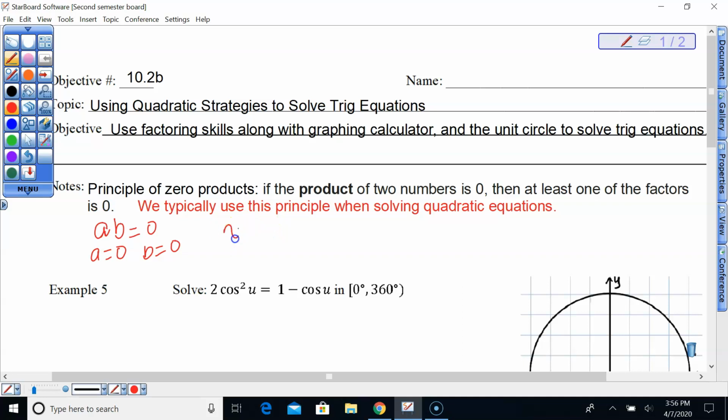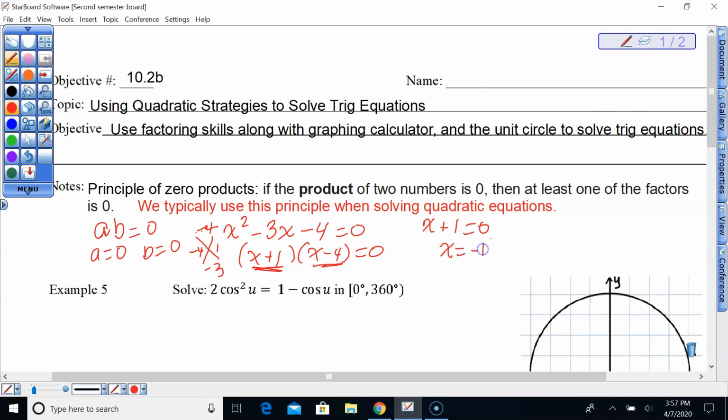When we solve quadratics, for example, say we have x squared minus 3x minus 4 equals 0 and we want to solve that equation, we would factor it. We're looking for the factors of -4 that add to -3. That would be -4 and 1. So x plus 1, x minus 4 equals 0. Then by the principle of zero products, either x plus 1 equals 0, so x is -1, or x minus 4 is 0 and x equals 4. So that's what we're going to do: we'll set the equation equal to 0, and then we'll find the zeros.